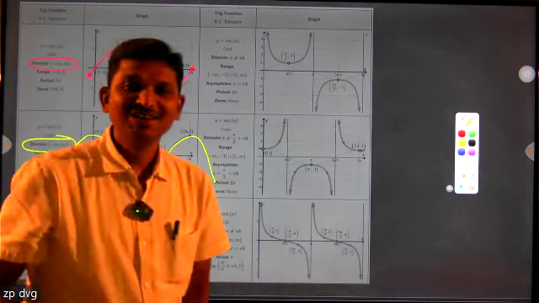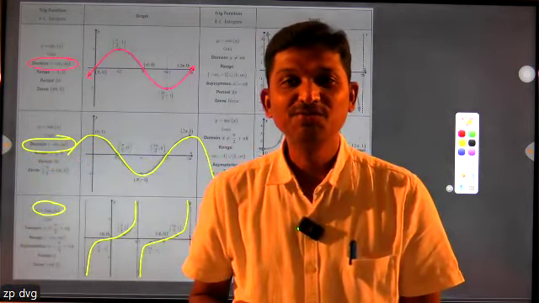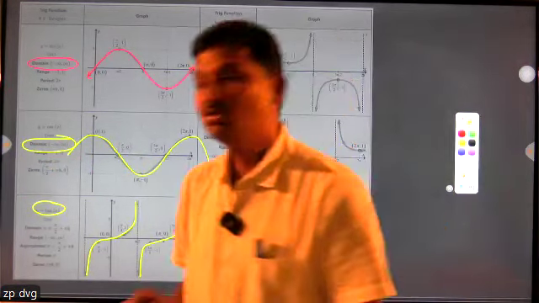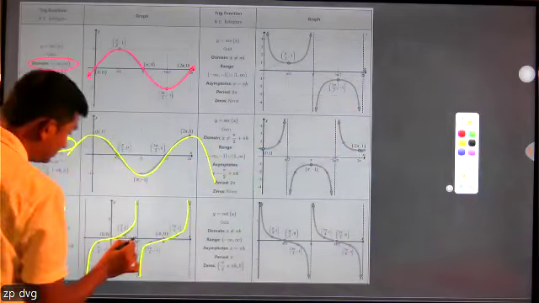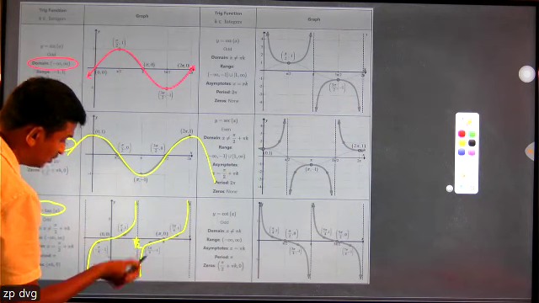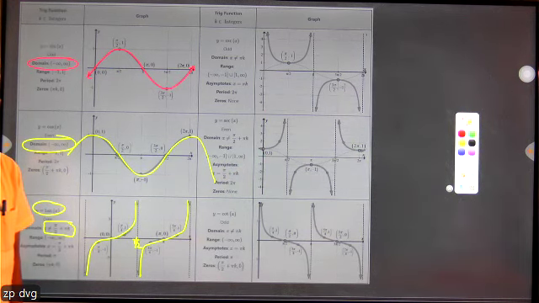Why? Because what is the statement? Continuity is always meaningful when we discuss it in its domain, right? Now you just check this point. What is this point? Pi by 2. This point pi by 2 is there in its domain? What is the domain of tan x? The domain of tan x is all real numbers except odd multiples of pi by 2, right?